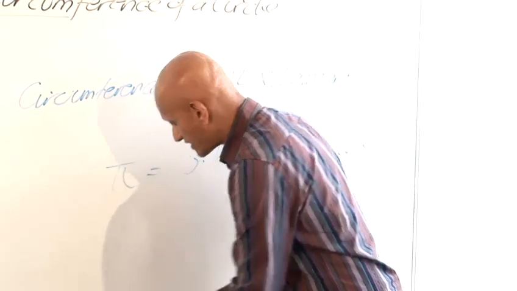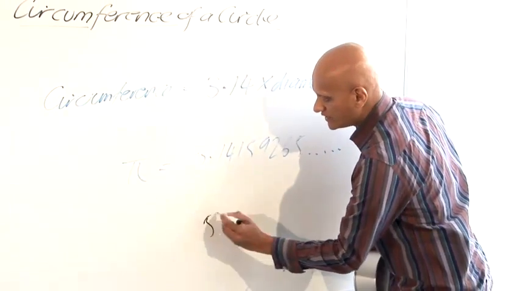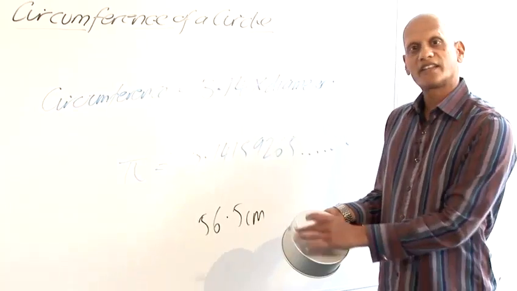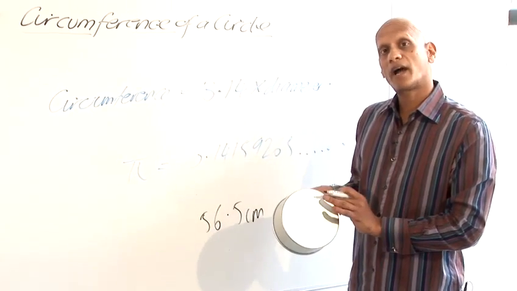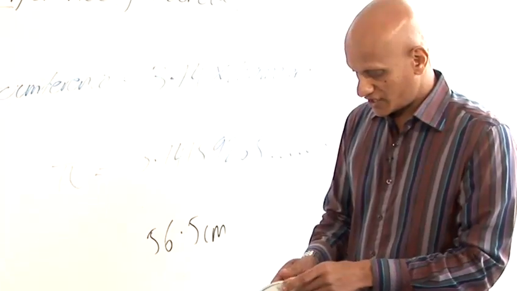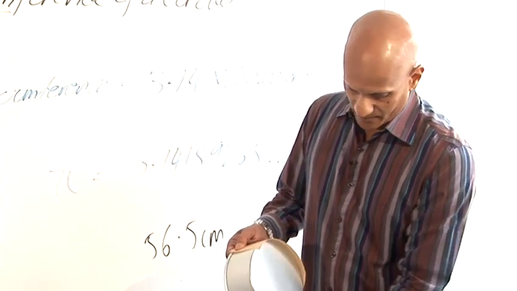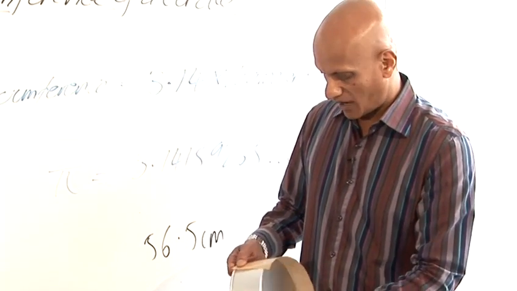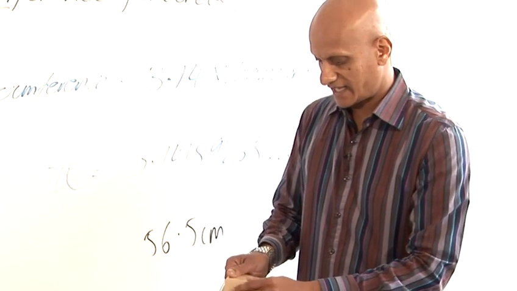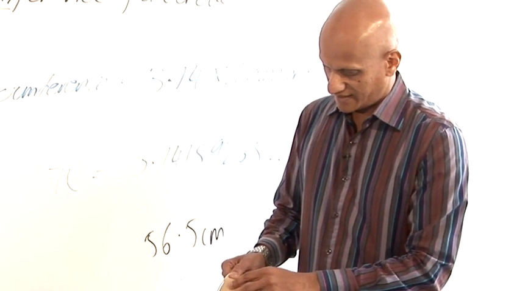So I know that the circumference is going to be 56.5 centimeters all the way around this circle. So if I cut my greaseproof paper to that length, it should fit exactly. And then I'm just going to try it around the cake tin to see how well I have worked out the circumference of the cake tin, and you can see it's pretty much perfect.